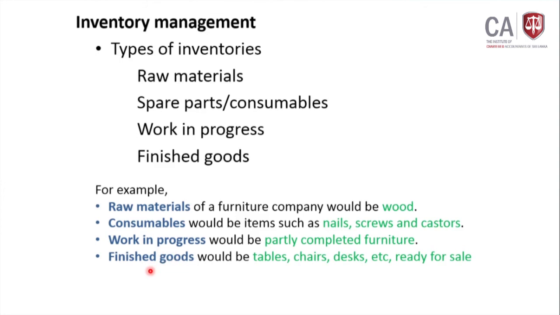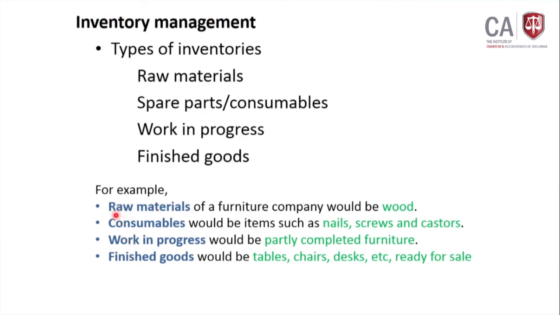Finished goods are like tables, chairs, and desks that are ready for sale. If a car is fully manufactured and all the items are fixed, then they are going to put it on the market for sale. So that is the finished good. All these four types of items will be available in inventory.